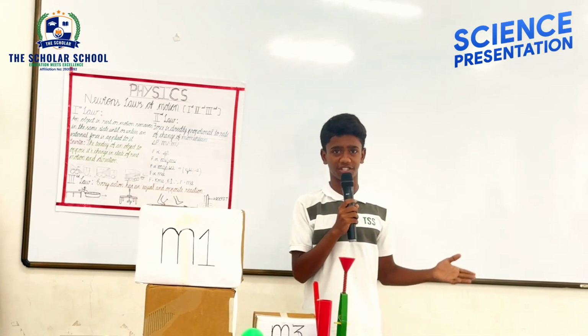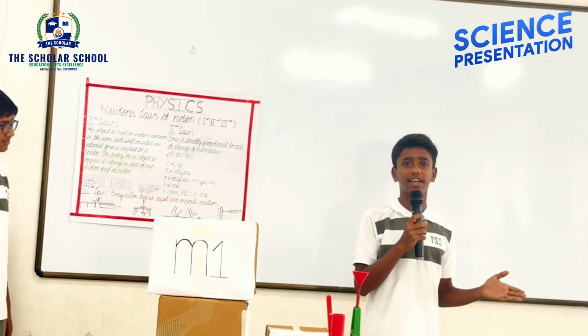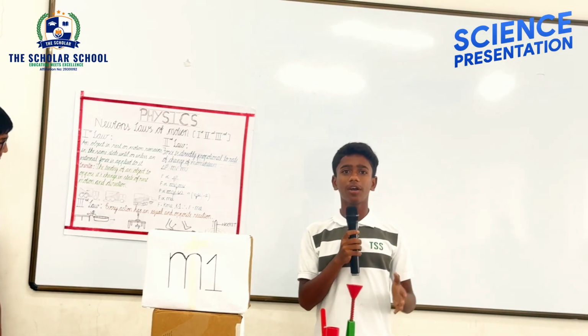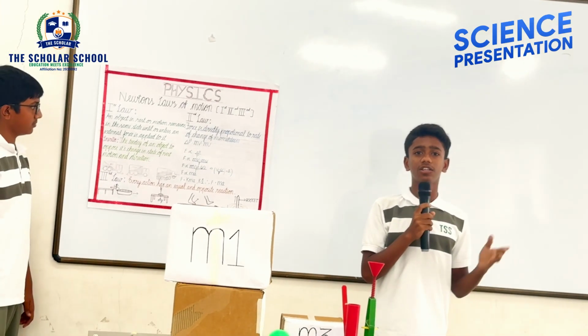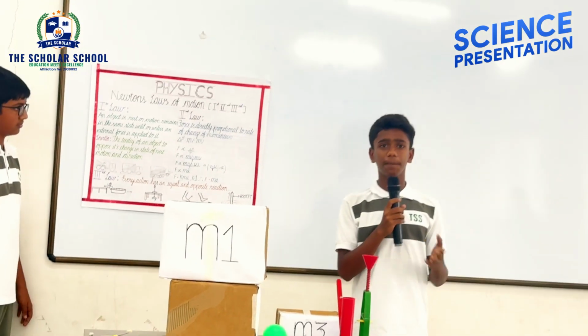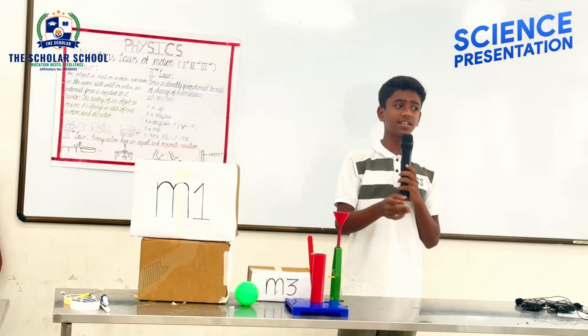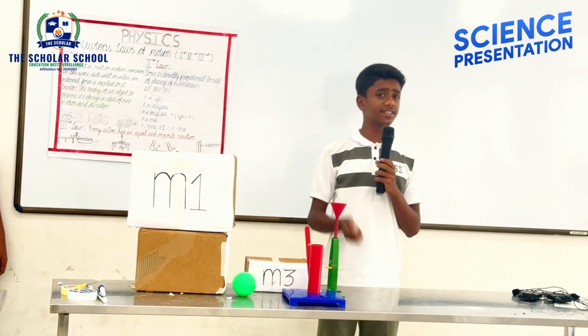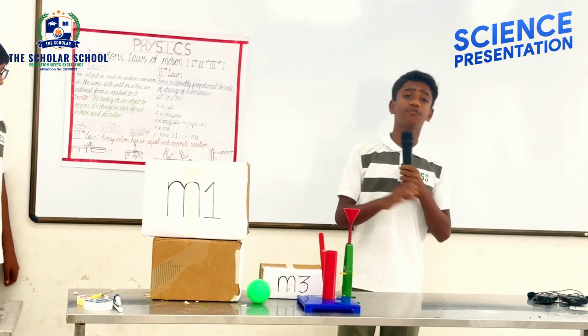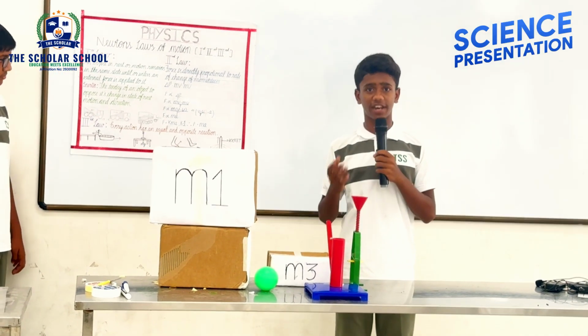Next, inertia of direction. Inertia of direction states that the tendency of a body to oppose its change in direction is called inertia of direction. For example, if you are traveling in a moving bus and when the driver takes a sudden right turn, you feel a leftward jerk. This is due to inertia of direction.